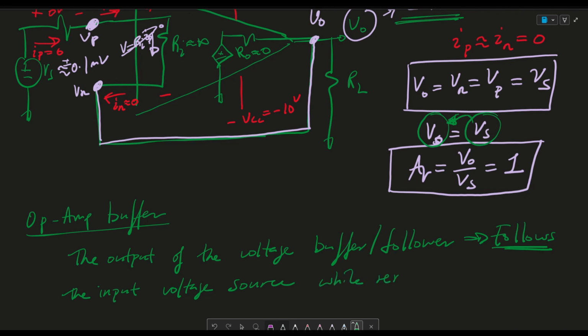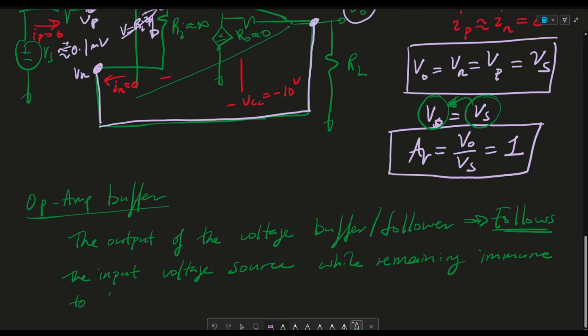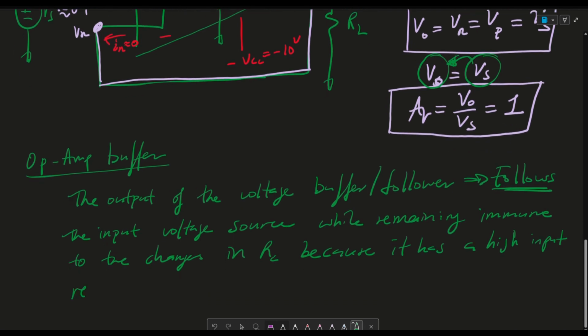while remaining immune to the changes in RL, or R load, because it has a high input resistance and a low output resistance.